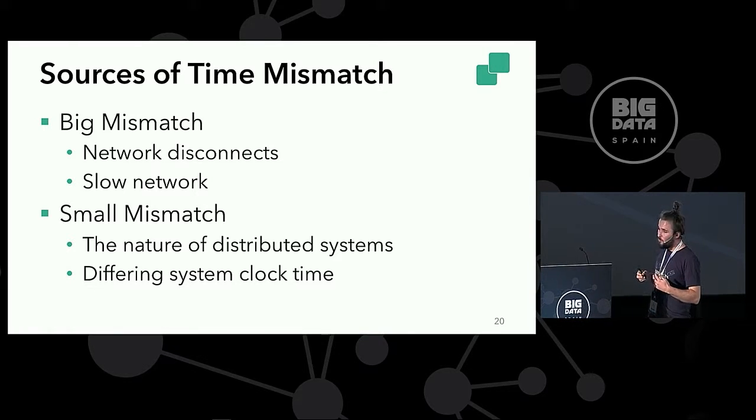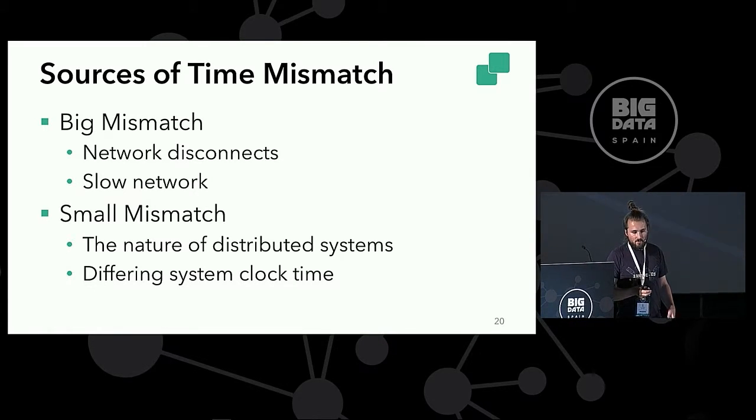So the sources of big mismatch are network disconnects or slow networks or whatever you have. But the more tricky things are the small mismatch in processing time and event time. You might be tempted to assume that a very small mismatch in this time doesn't make a big difference, but it does, as I will show in a second.